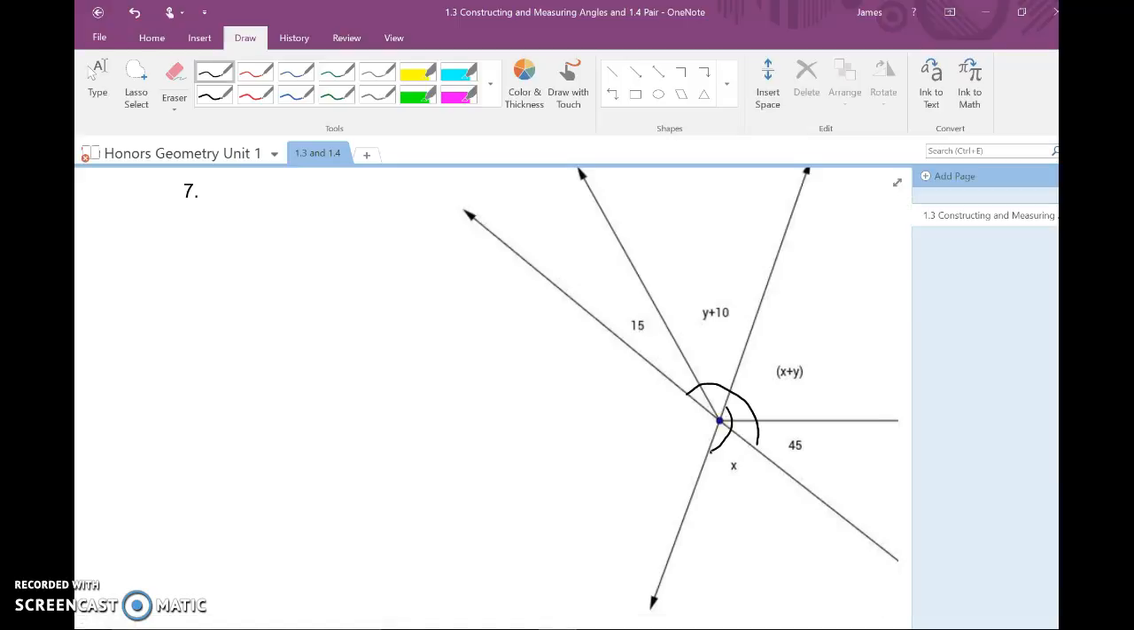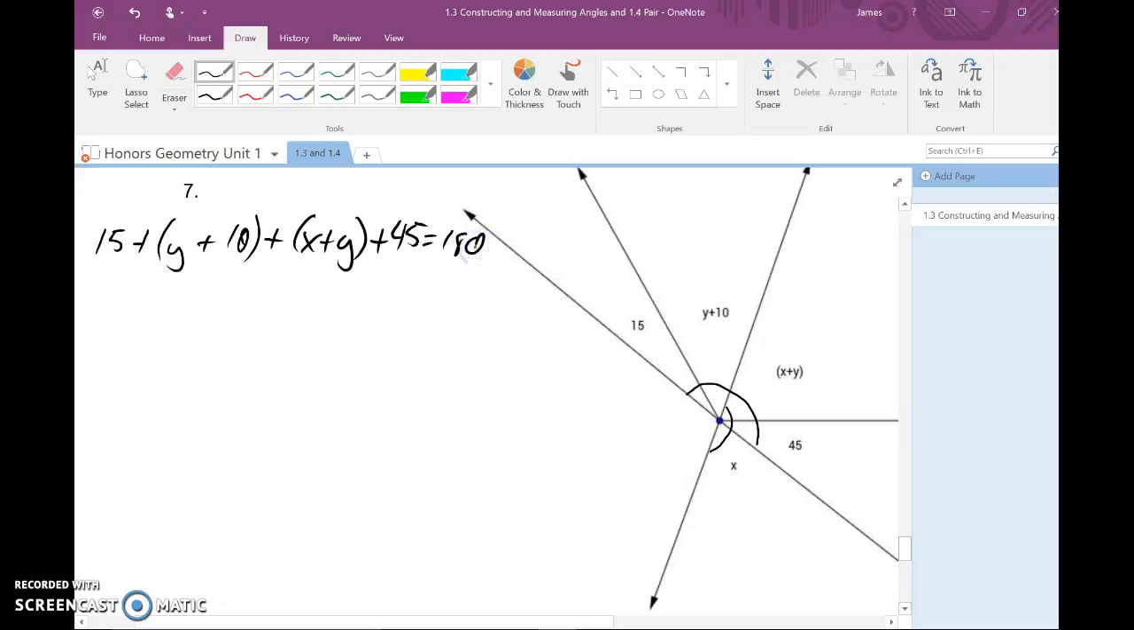for today. So I'm going to take a look at adding up the first four, 1, 2, 3, 4 angles there. And since they're supplementary, I know that they should add up to give me a measure of 180 degrees. Okay, so y plus 10 plus x plus y plus 45 equals 180.